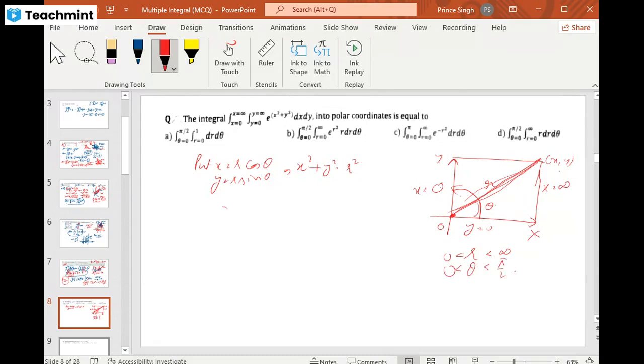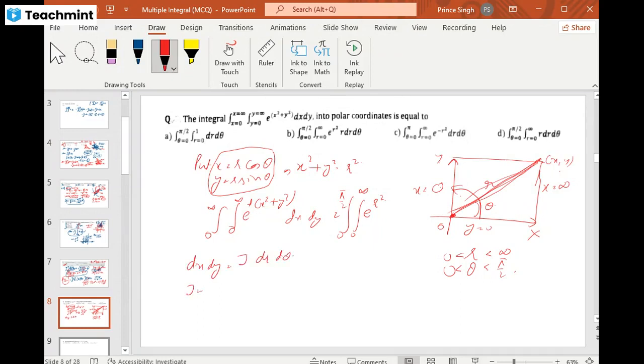So what will be the representation of the integral 0 to infinity, 0 to infinity, e power minus x square plus y square, dx dy? Basically it should be a negative sign, but anyhow I need to represent it. So this is equal to the integral 0 to pi by 2, 0 to infinity, e raised to the power r square. But what about dx dy? When we transform x, y into r, theta, then dx dy will be transformed to the Jacobian of transformation times dr d theta. And what is the Jacobian of transformation?